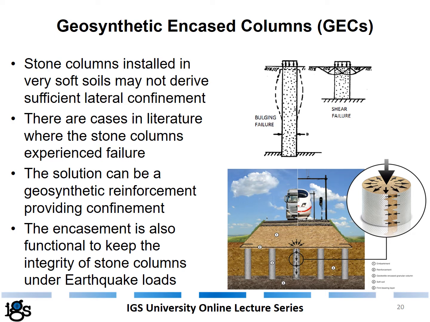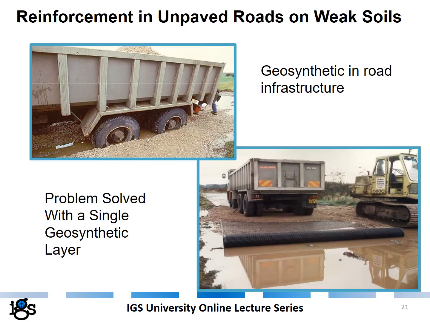So a geosynthetic encasement can be placed around the stone column, and when the vertical load wants to spread the stone column to the sides into the very soft clay, a tensile force in this reinforcement develops and helps confine the stone column. The encasement is also functional to keep the integrity of stone columns under earthquake loads.